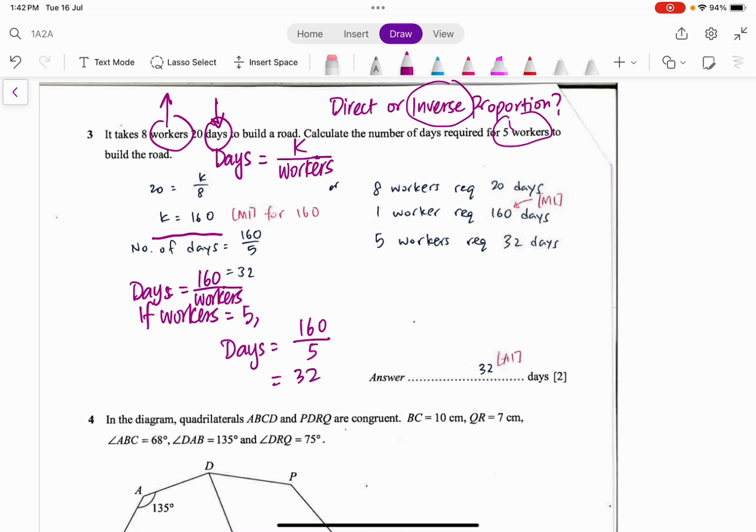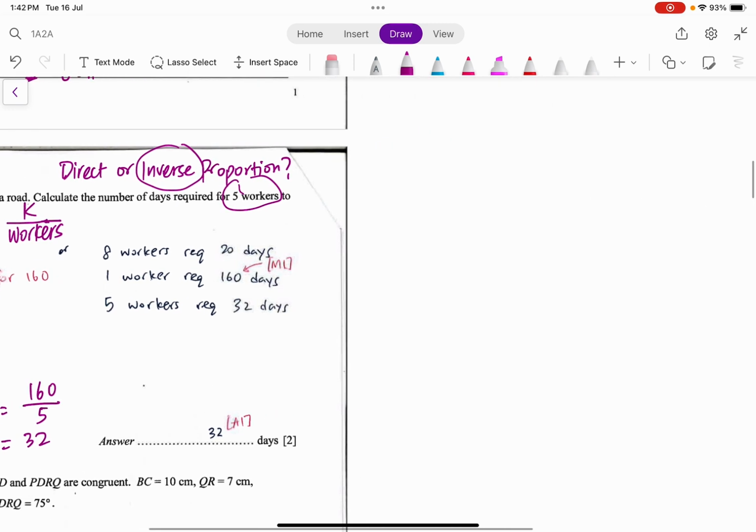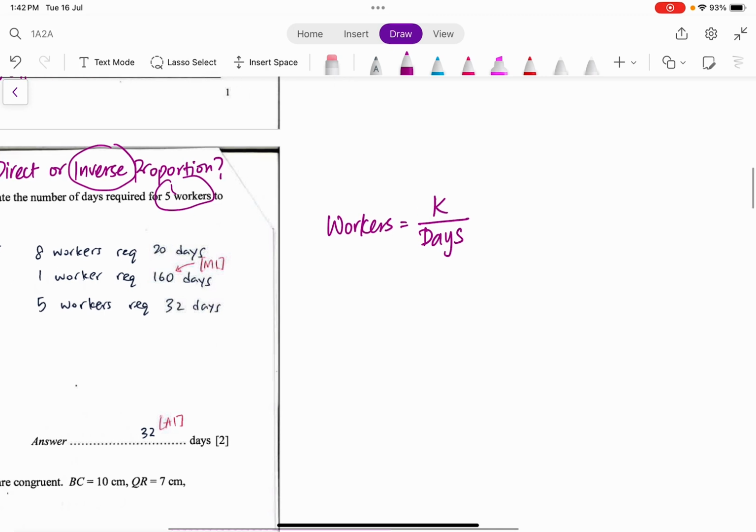But what if you are doing a different method, or rather you look at this inversely proportional relationship differently? For example, like what Shazwan said, he decides to write workers equals K over days. Is this what you mean? But okay, this is also possible. This is also inversely proportional.